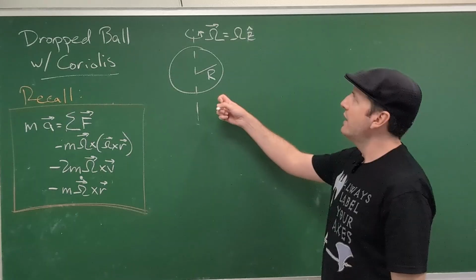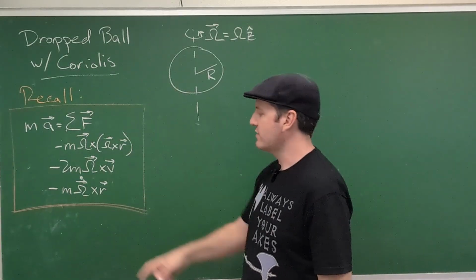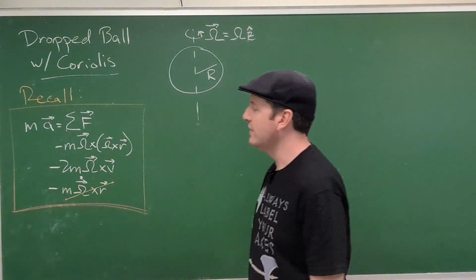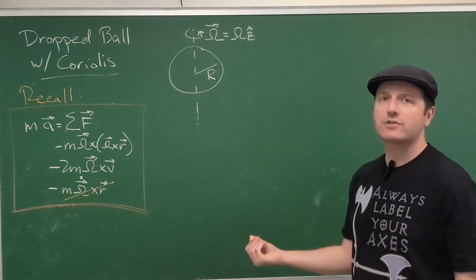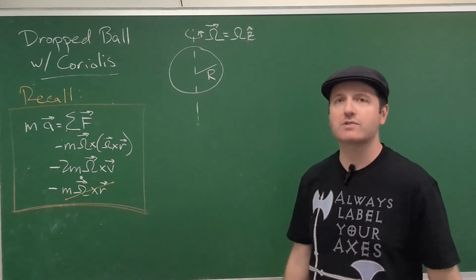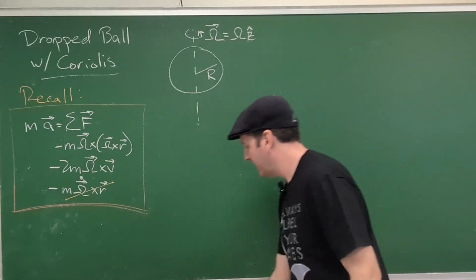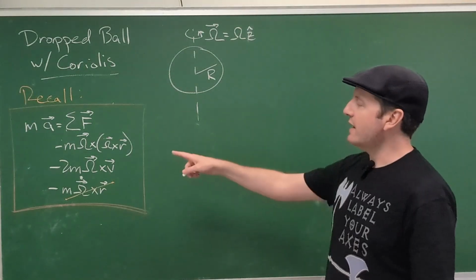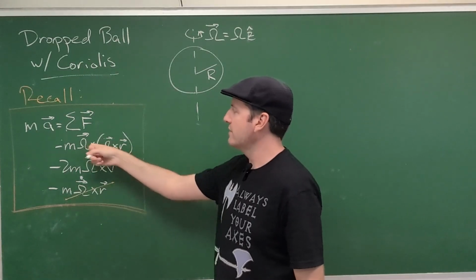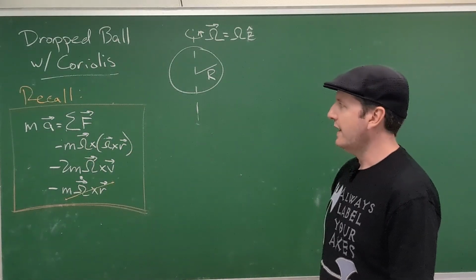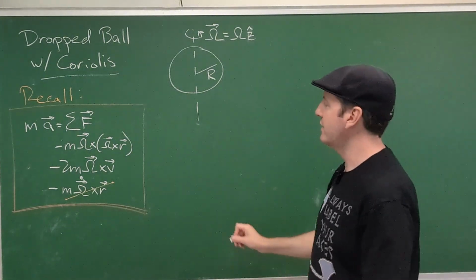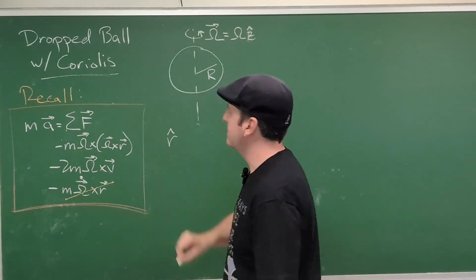So now, let's go ahead and see if we can work out some of these cross products. The first thing we're going to note is I'm not going to include the Euler term. We're going to assume that the Earth's rotational velocity is constant, so we're not speeding up or slowing down Earth's rotation. Secondly, we could worry about this centrifugal term.